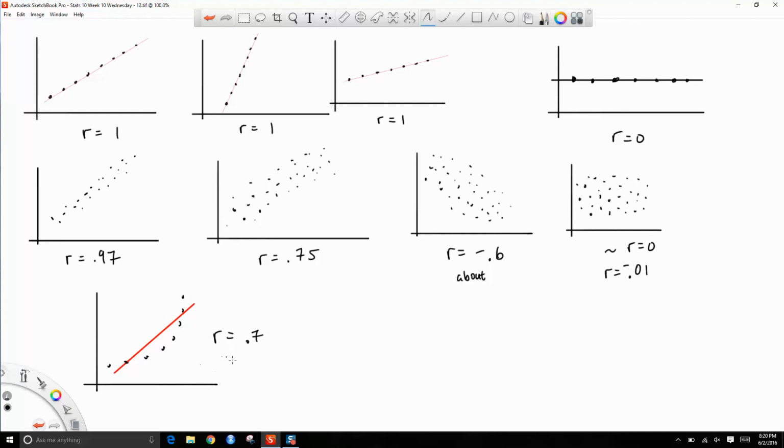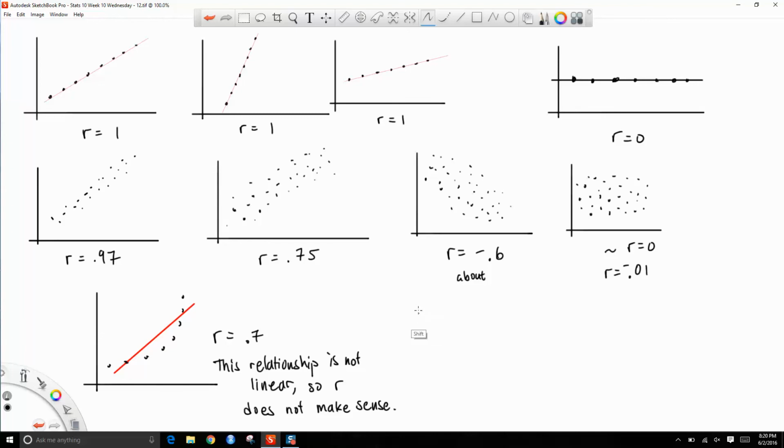because this relationship is not linear. So R does not really make sense. You should really only use R for linear relationships.